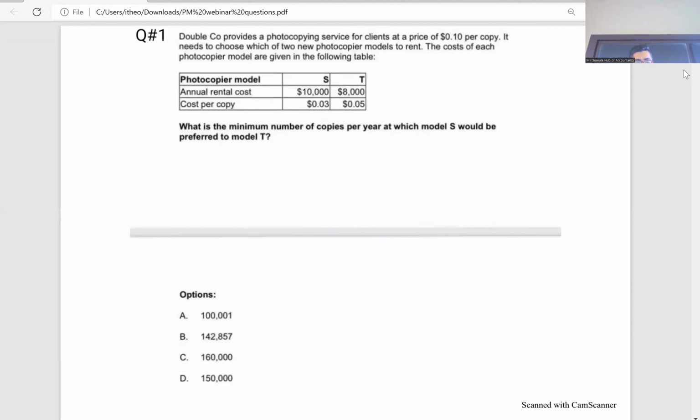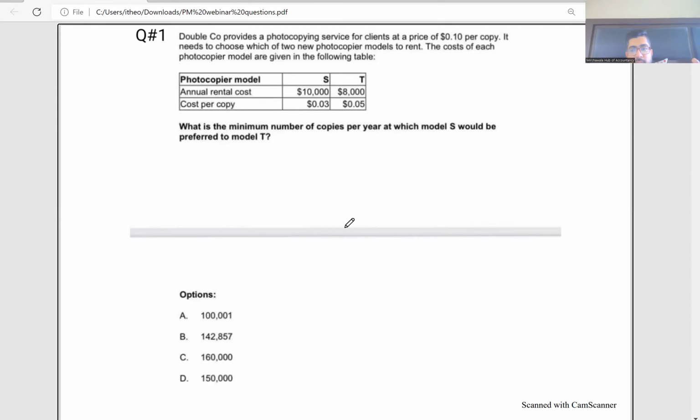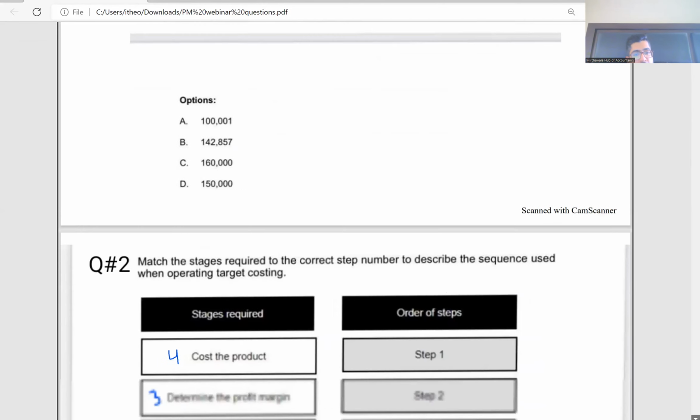Okay, so in question number 1, minimum number of copies at which model S will be preferred. I told you that whenever a question asks about minimum copies at which one product will be preferred over the other, the solution is to find the profit at both levels. The option at which both models give the same profit will be your minimum number of copies. So we check the profit at both for all 4 options, and in option 1 they were giving the same answer, so that's why I selected it.